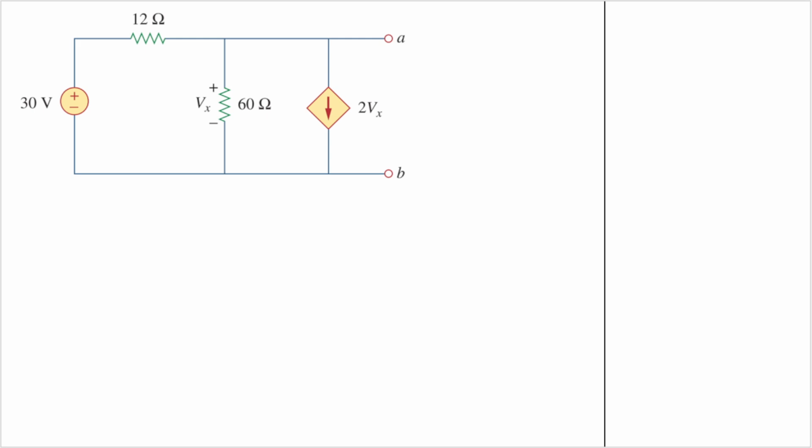Hello, in this video, I will explain how to find the Thevenin and Norton equivalent for the circuit with respect to terminal AB. So, Thevenin and Norton equivalent. The first thing that we need to do is to find the Thevenin voltage, or VTH.